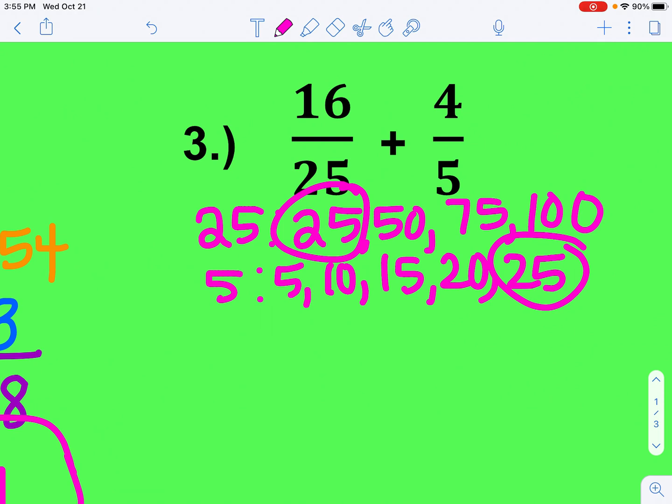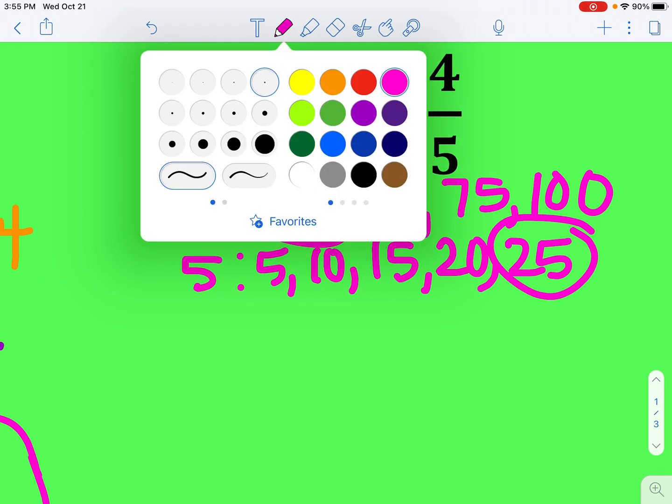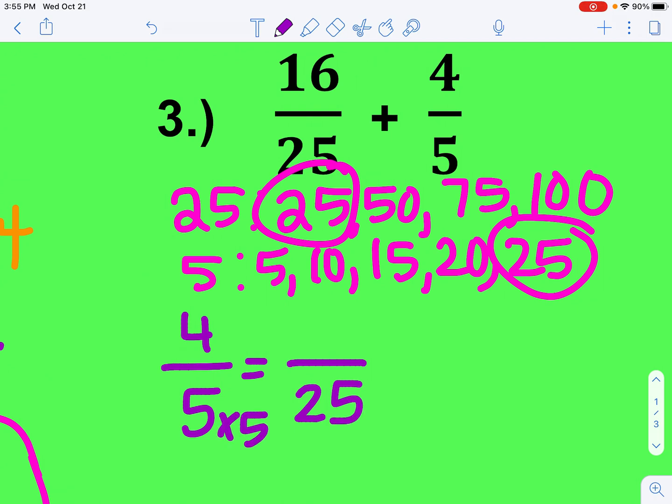So what that means is that is my new denominator. And if you notice, 16 over 25 already has a denominator of 25. So I just need to change 4/5. So I have 4 over 5, and I know my denominator is 25. 5 times 5 gives me 25. So now I need to do 4 times 5, which gives me 20.